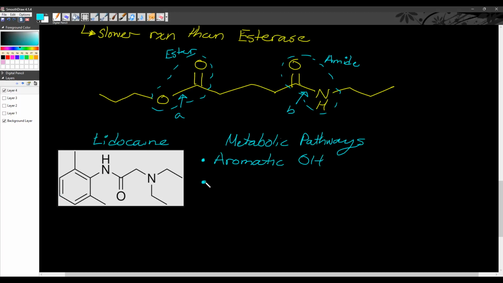I see the N, what would it be? We have 2 carbons, so this would be N-deethylation. Very nice. What else? Can we go direct to phase 2?